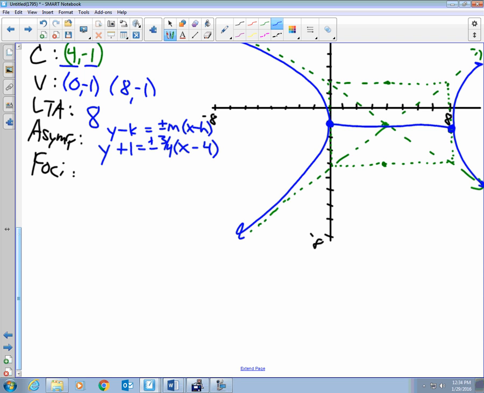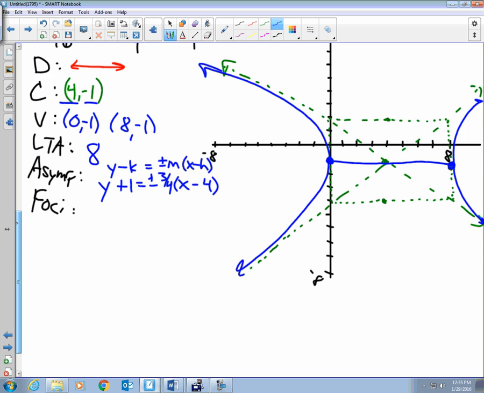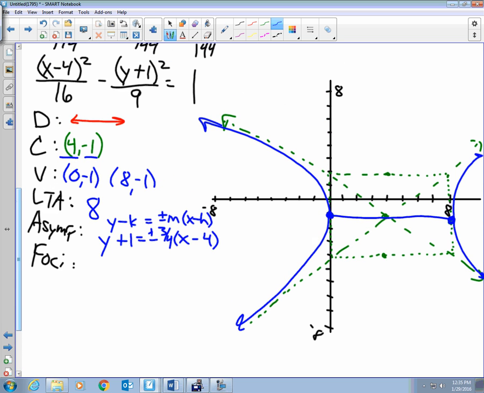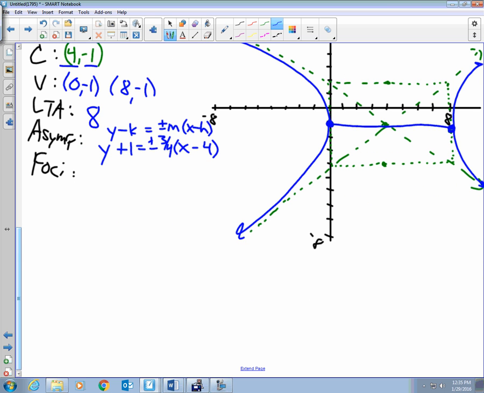Now we're left to the foci. What value do I have to find that I do not yet know? C. What's the equation for C for a hyperbola? A squared plus B squared. Very good. And if you take 16 plus 9, you get 25. So C is 5. So I move 5 units horizontally. So the location of the foci are -1, -1, and 9, -1.